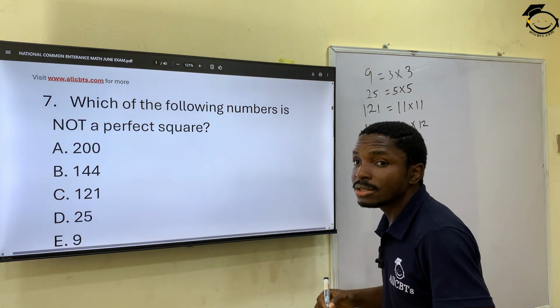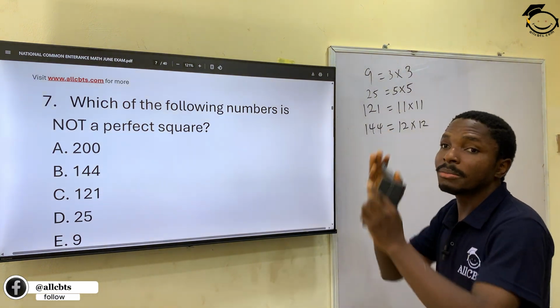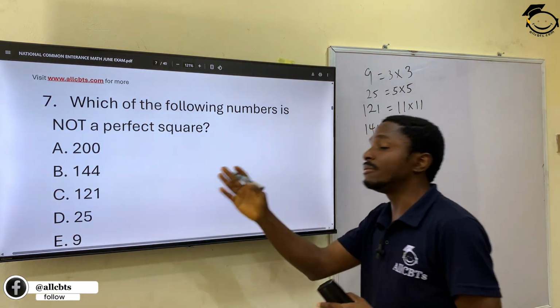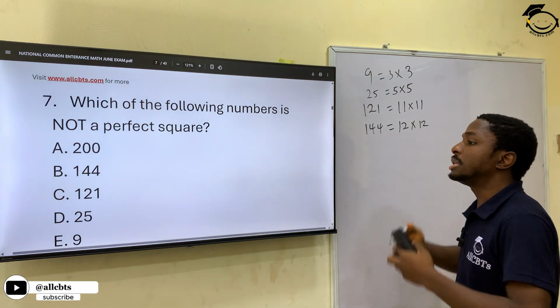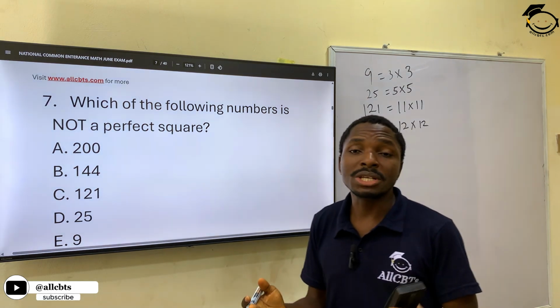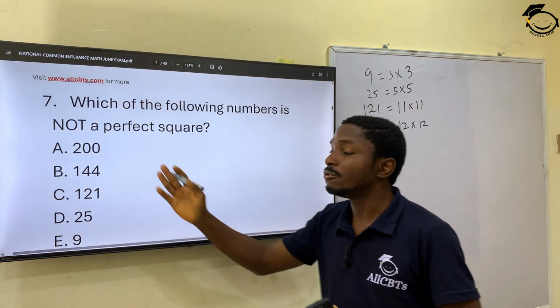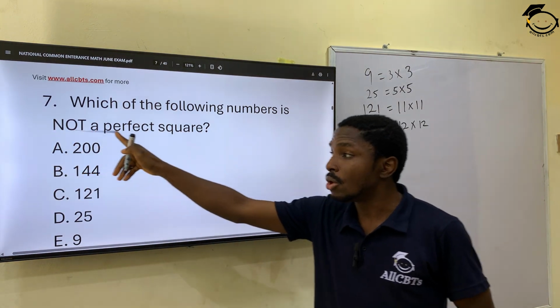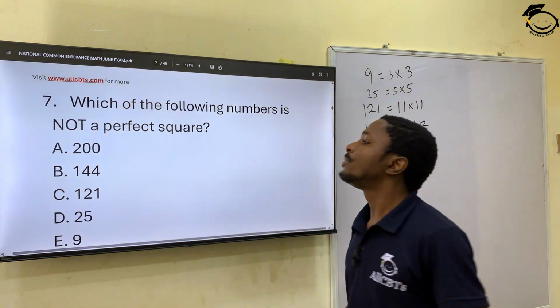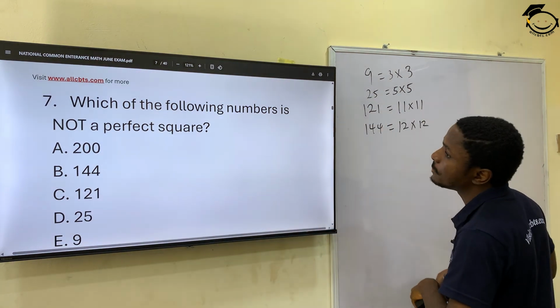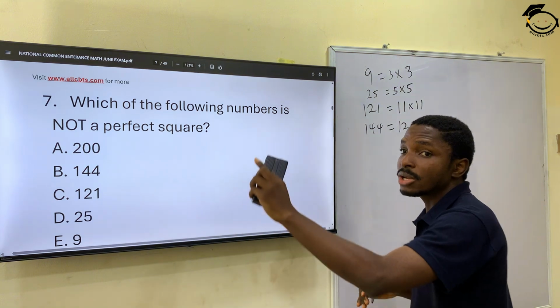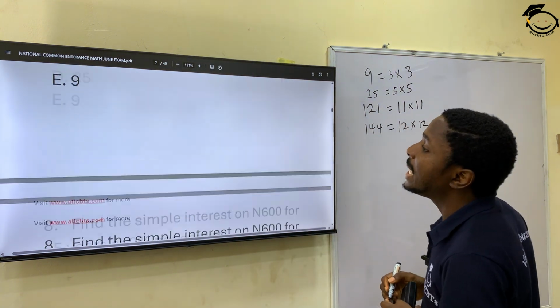What about 200? Is there a perfect number that you can multiply with itself that will give you 200? No, you can get 20 times 10, you can get 10 times 20. You cannot get an exact same number that you multiply together that will give you 200. So 200 is not a perfect square. So the answer to that question is A. Question number 8.